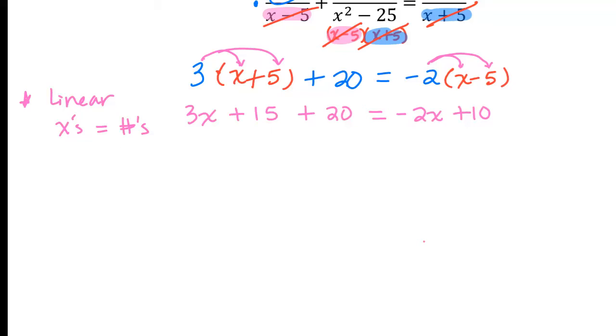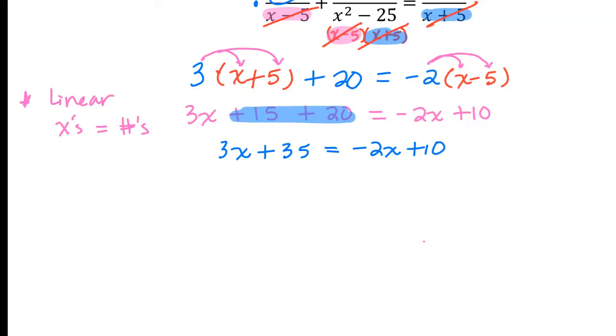But in order to do that, I need to combine like terms first. So notice right here I have this plus 15 plus 20. Those are like terms, so just bring those down. This is going to be 3x plus 35 equals negative 2x plus 10.